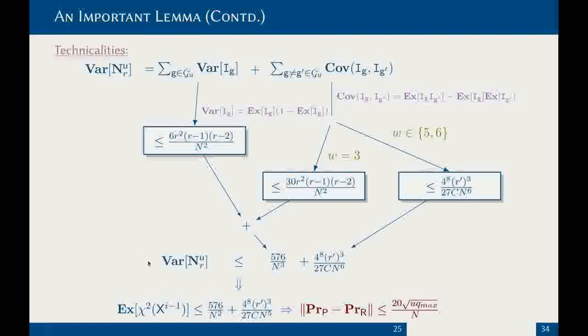And once this variance is computed, we can compute the expectation of this chi-square distance between two distributions, which is given by this expression. And this finally leads to the upper bound on the statistical distance between these two distributions. This is what we set out to do, and this is the result that we get.